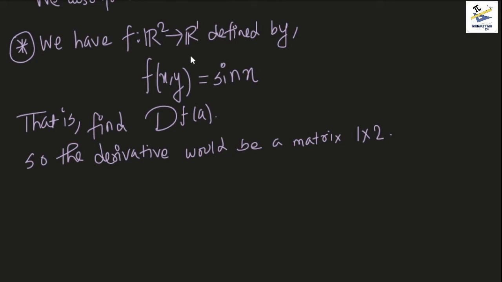So whenever you have a function from R to the power n to R to the power m and you find its derivative, since it's just a linear transformation, the matrix of the linear transformation would be an m cross n matrix. So here it's a 1 cross 2 matrix. Now this means just 1 row and 2 columns. So anyway, we can get to the part easily.